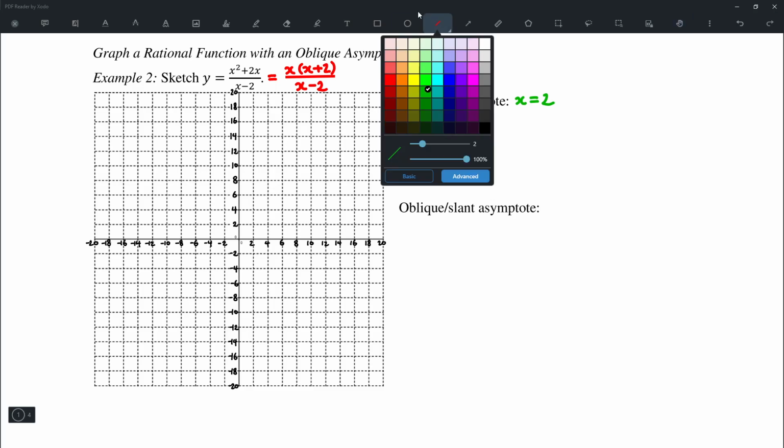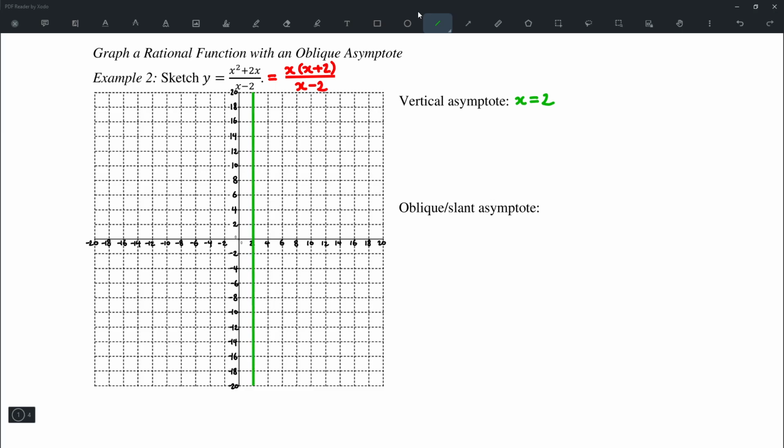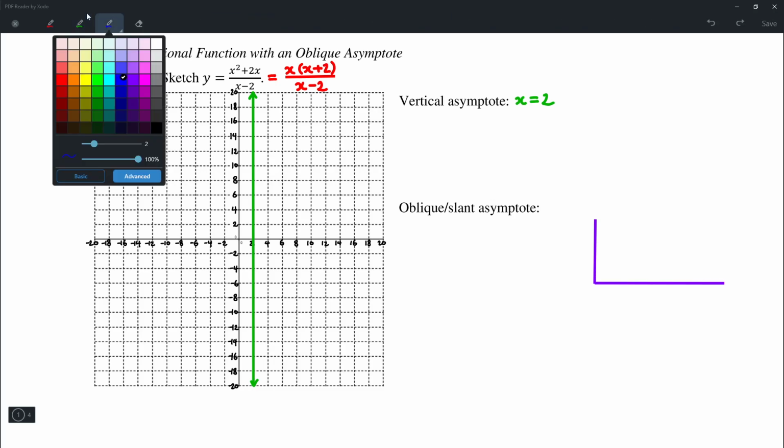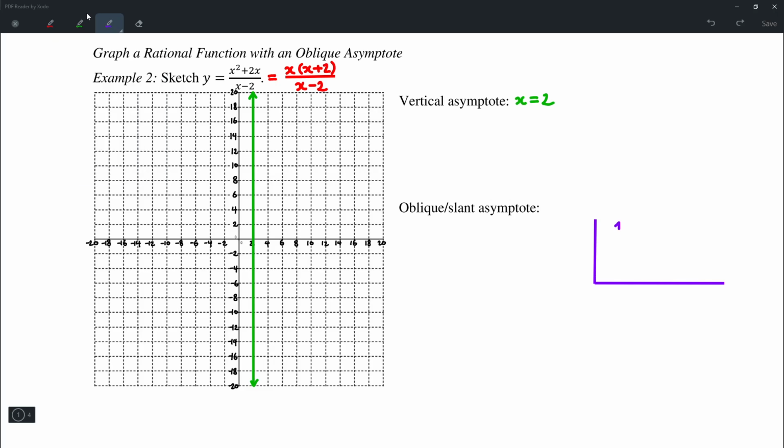I'm going to go ahead and draw that into the graph here. There we go. So what we're going to be looking at next is what's called a slant asymptote. And we can find the slant asymptote by rewriting the function using synthetic division. In this case, we have the coefficients 1, 2, and 0, since there's no constant in the numerator, and then 2 on the left-hand side.